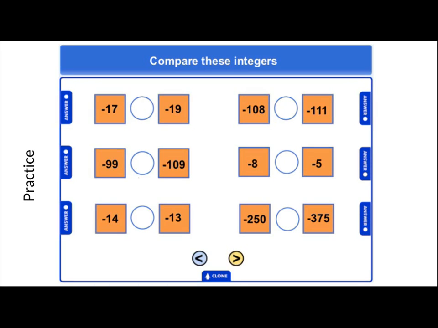Go ahead and pause the video here, and then I want you to work out these 6 problems. Come back and check your work. Did you get them right? If not, go ahead and fix your notes. You want your notes to be correct.